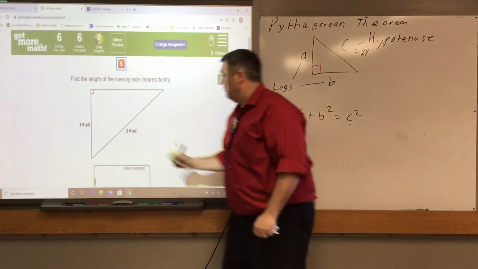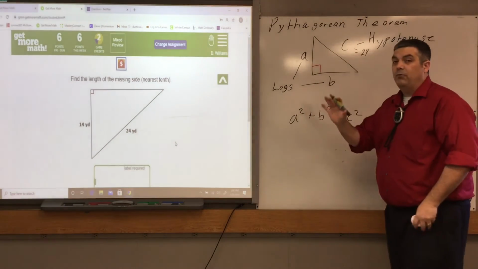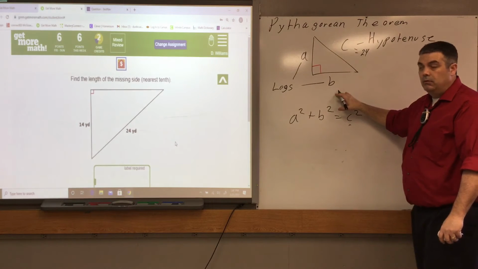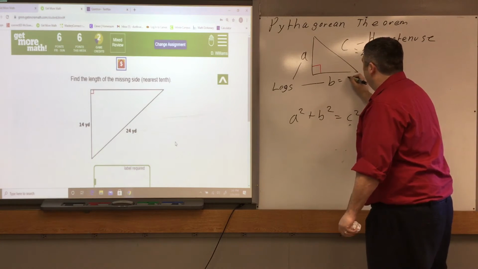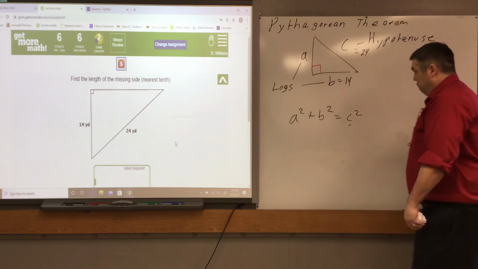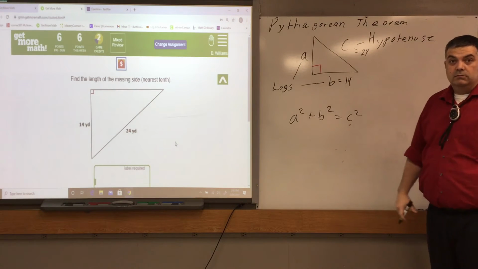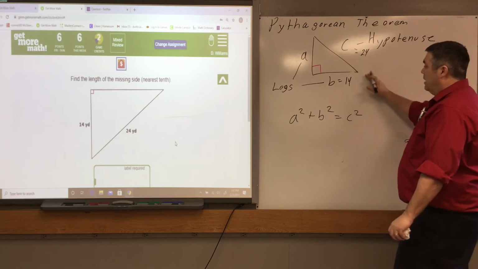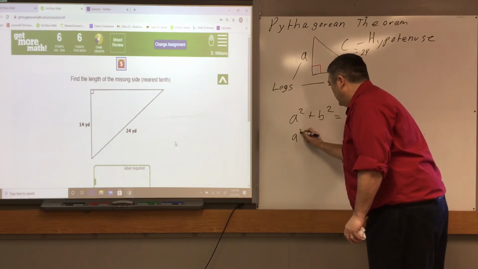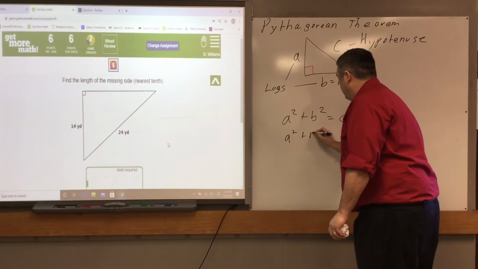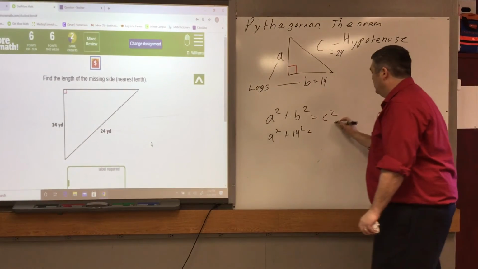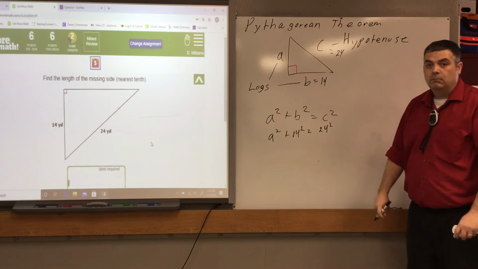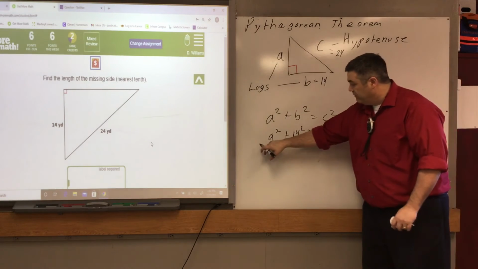This one is 14, and you can put this 14 in either the A or the B. It does not matter. I'm going to put it here just because I feel like it. Makes no difference. Okay, so A squared plus B squared equals C squared. I'm going to substitute in A squared plus 14 squared equals 24 squared. It's all the same thing. But now I'm going to be solving for A.